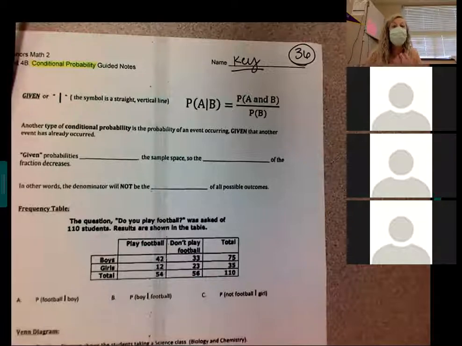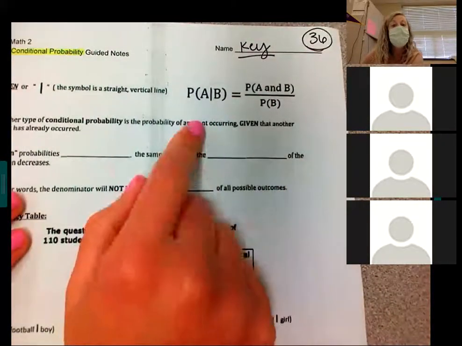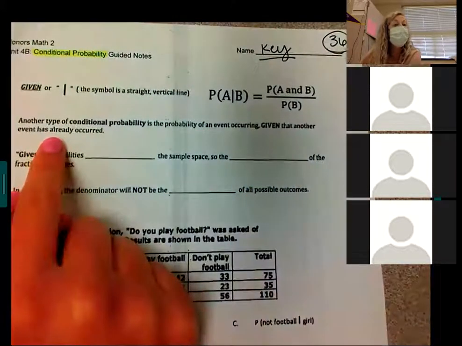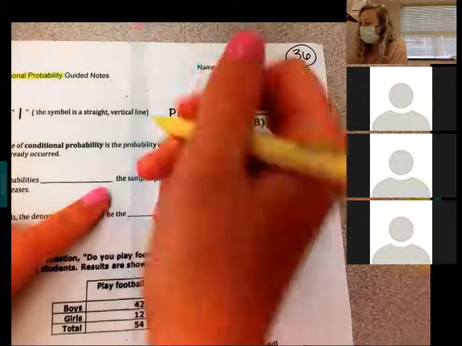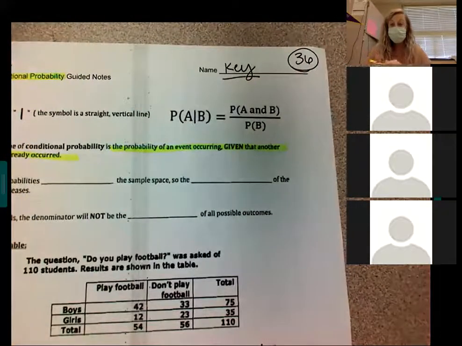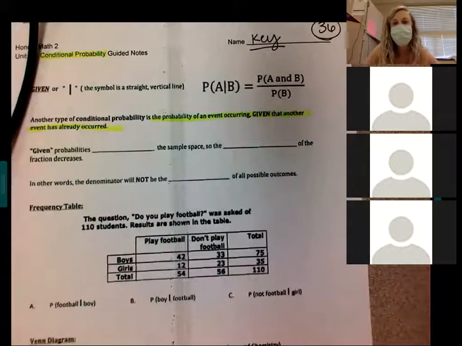So conditional probability, if you look, I gave you a formula and a definition, is the probability of an event occurring given that another event has already occurred. You're going to want to highlight that. My people at home, if you are writing, you're going to want to write that definition. So conditional probability is the probability of an event occurring given that another event has already occurred.